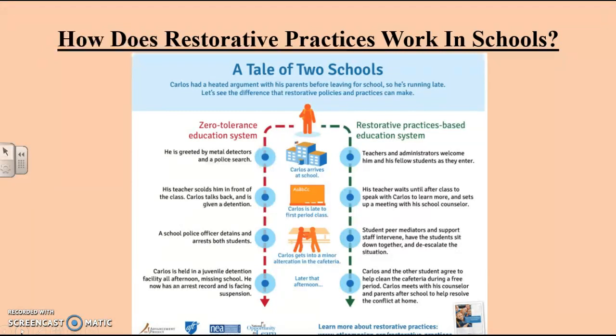You'll see that Carlos doesn't have anyone to help him or talk to him. He's mainly just told things, given consequences over and over until he has an arrest record and is facing suspension. Whereas in the other one, people identify him right away as having a troubled morning, or he looks like he's having a bad time. He's scheduled to go with counselors right away, and even when they have an incident in the cafeteria, peer mediators and support staff get down there. They de-escalate, and then Carlos and the other student find a way to repair the harm between themselves as well as the harm done to the cafeteria.